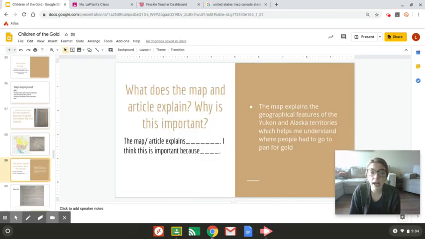So when I asked myself the question, what does the map and article explain and why is the map important? I said the map explains the geographical features of the Yukon and Alaska Territory, which helps me understand where people had to go to pan for gold, to really show how far it was.